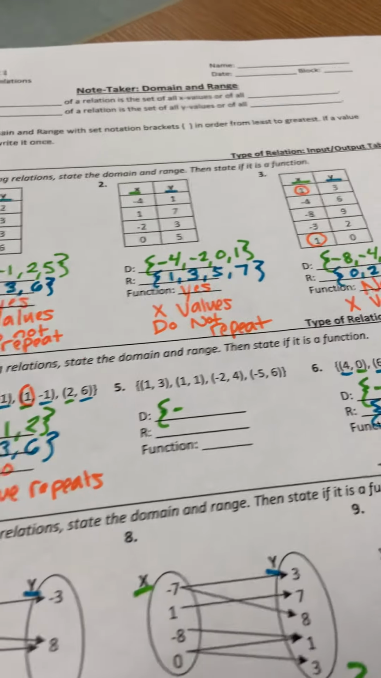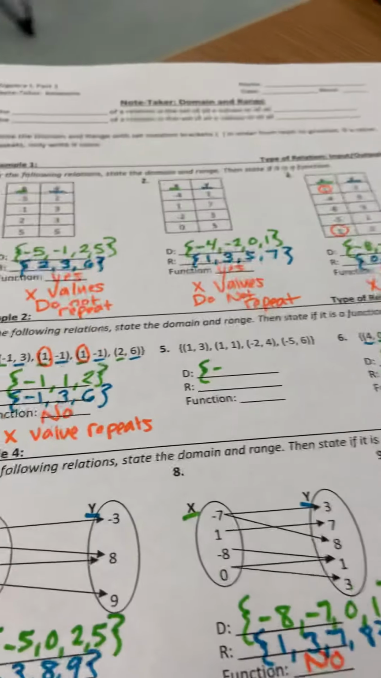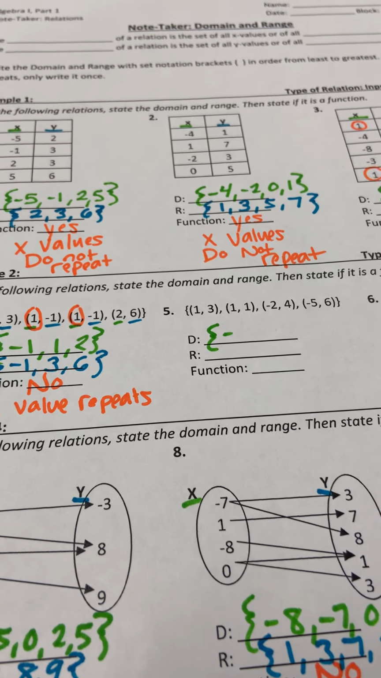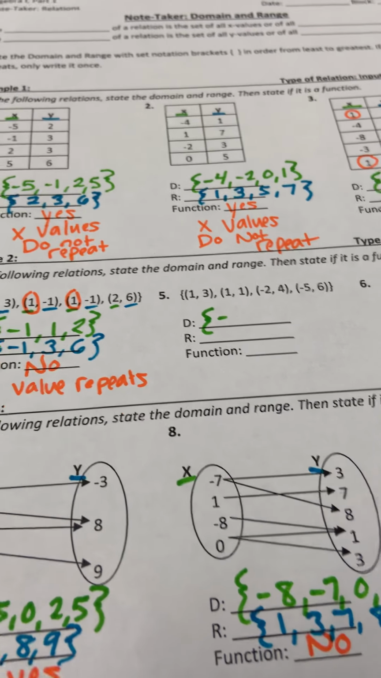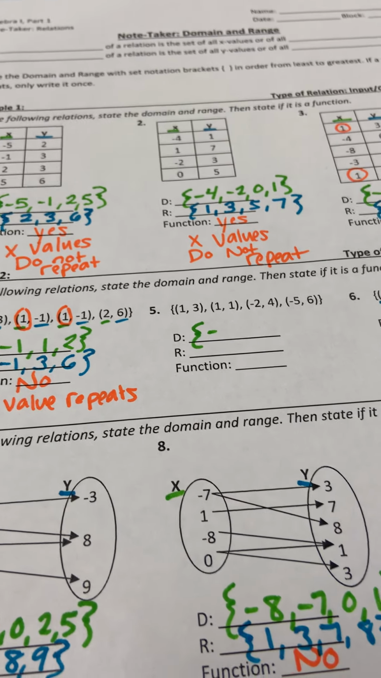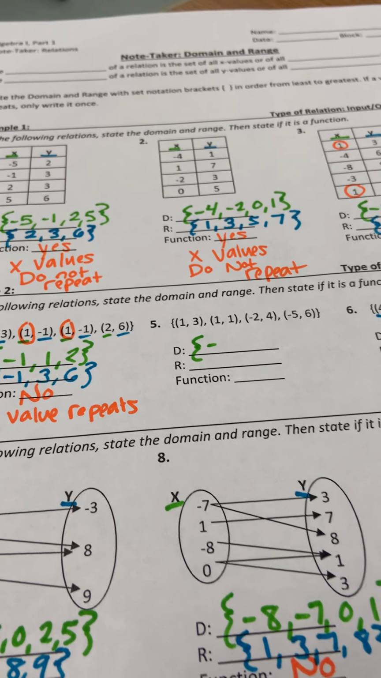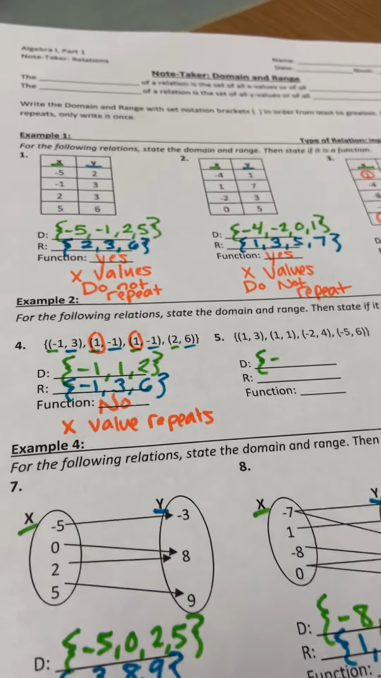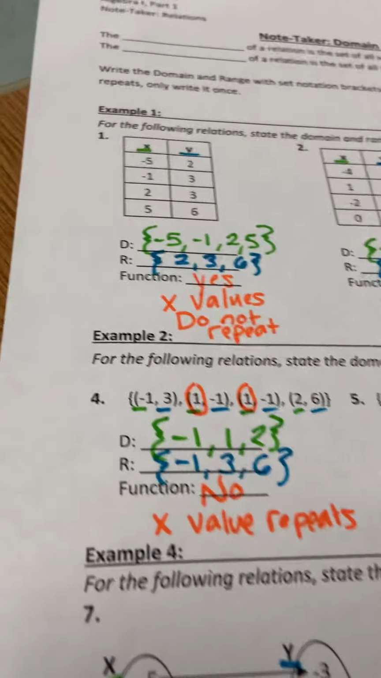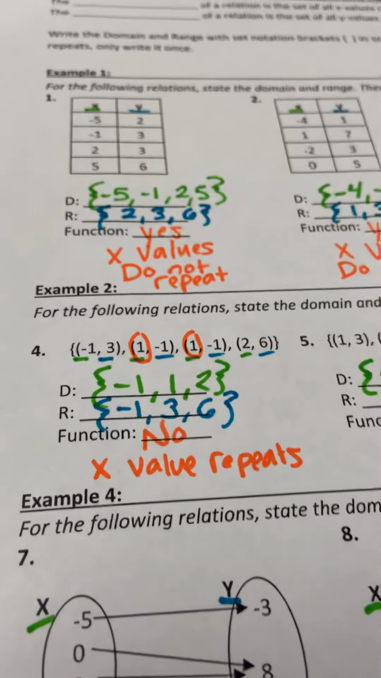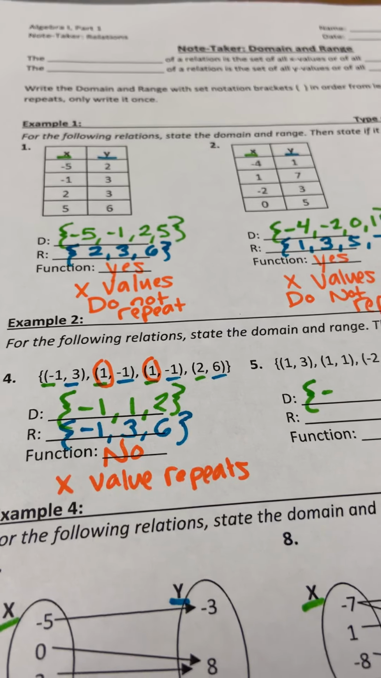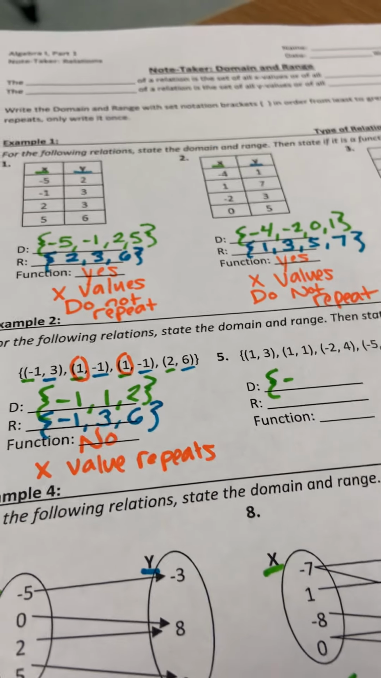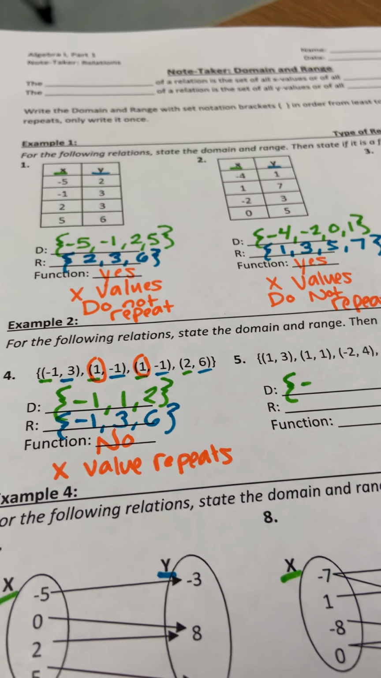Okay, so this is just a quick video of going over domain and range when looking at the different types of relations. So just a review, domain is all of your X values and range is all of your Y values. When you're listing your domain and range, you're always going to use brackets, those little squigglies. Then you list your numbers in order from least to greatest. And if you have repeat numbers, you do not have to list them more than once.